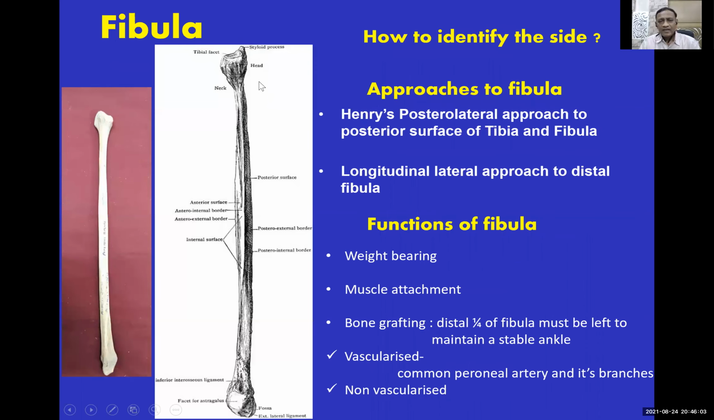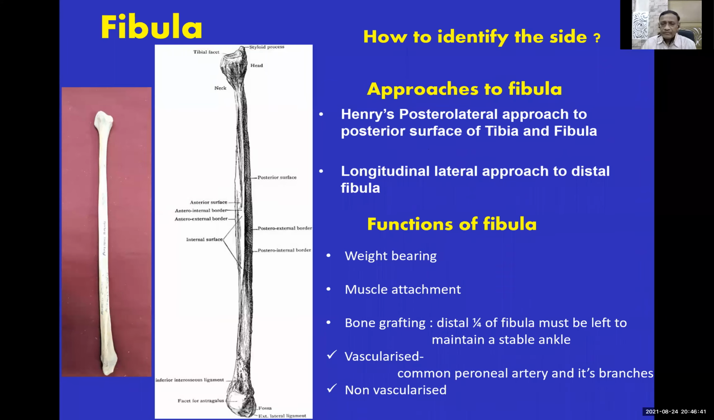The fibula, they may ask you how you identify this side. So you have to see the lower end, there's a fossa. You try to put your thumb in that fossa. So if the right sided thumb of your hand fits into that fossa, it belongs to the right side. If the left side thumb fits into that fossa properly, that is a left sided fibula. And what are the things? The most important is the nerve in relation with the proximal end, that is common peroneal nerve. Then they may ask you about the Henry's posterolateral approach.